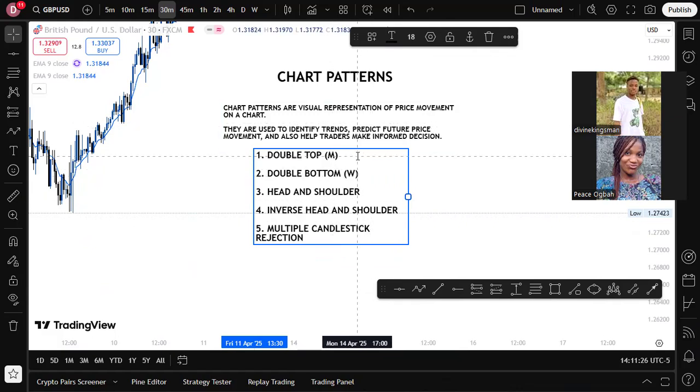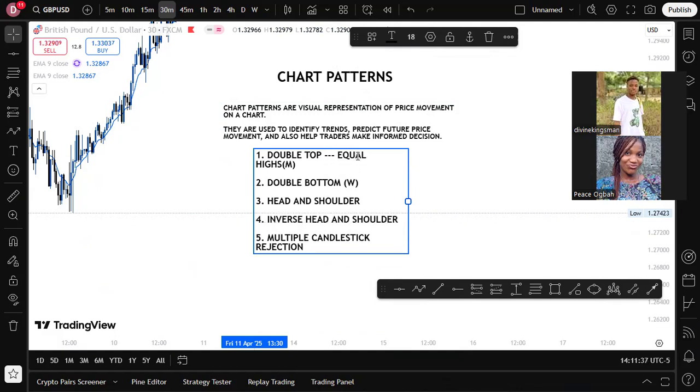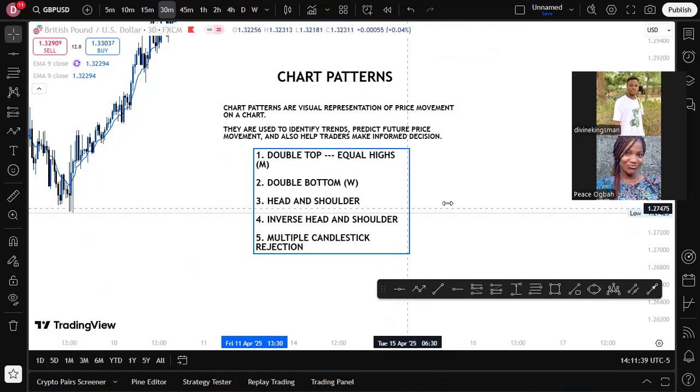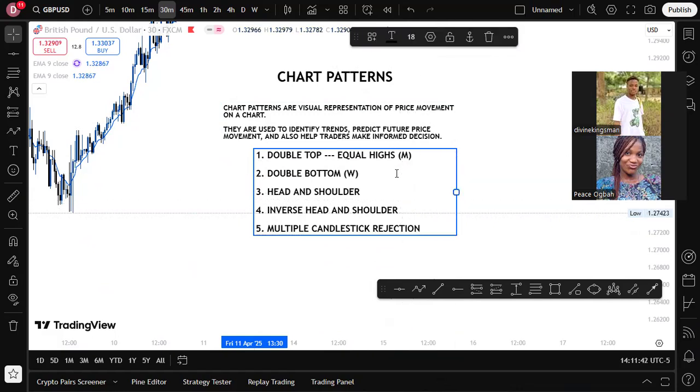So this double top, it looks like an M pattern. That's why I put M in brackets, or you can also call it equal highs. You can call it equal highs, but it looks like an M pattern, so I hope you don't get confused. And the double bottom, you can call it equal lows.